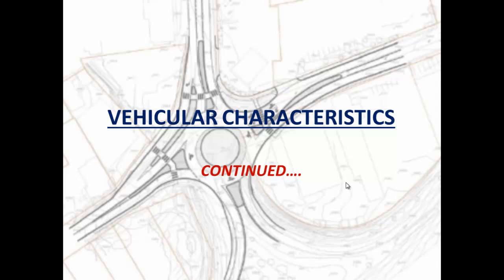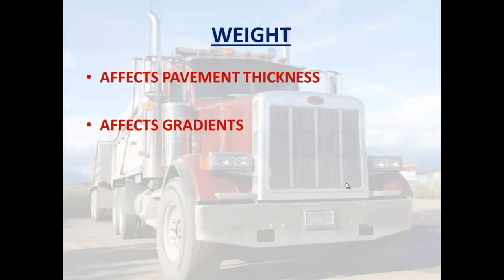We will continue from where we left off in the previous lecture. We were discussing the vehicular characteristics that affect our traffic system. Then we discussed the static characteristics and the dynamic characteristics. Then we shed some light on the vehicle dimension, that was one of the static characteristics, and we discussed it in some detail. Today we will continue with another one of the static characteristics, that is the weight.